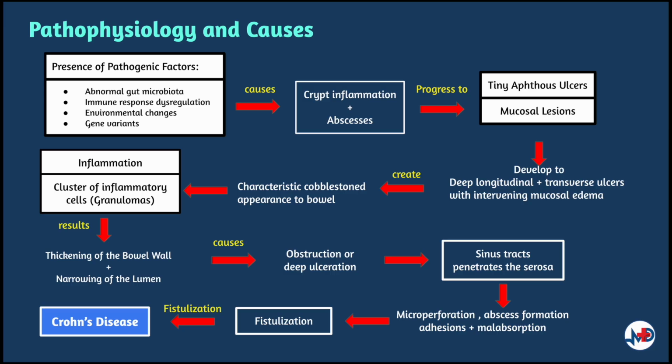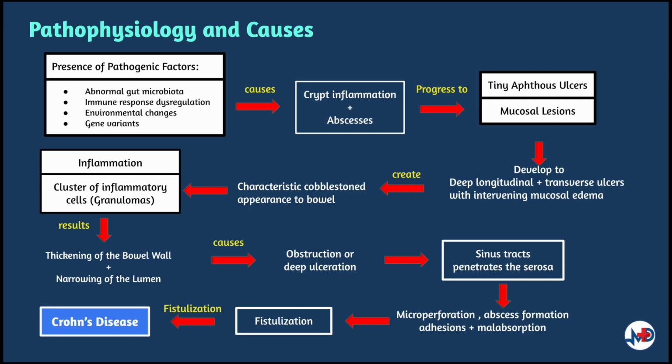Crohn's disease begins with crypt inflammation and abscesses, which progress to tiny focal aphthous ulcers. These mucosal lesions may develop into deep longitudinal and transverse ulcers with intervening mucosal edema, creating a characteristic cobblestone appearance to the bowel. Transmural inflammation results in the thickening of the bowel wall and narrowing of the lumen.